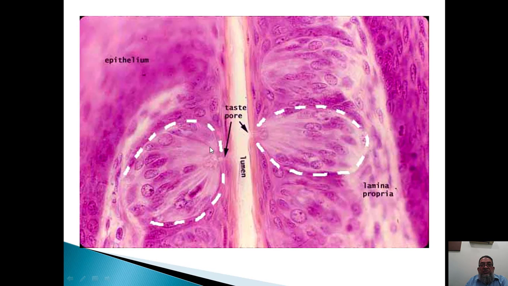This is again an H&E stain, very well defined. So look, this is the taste pore, the taste bud opening. This is the lumen of the trenches. Now basal cell, supporting cell, and these are the hair cells in between. So these hair cells are the receptor cells. This is lamina propria. Rest is the epithelium, stratified squamous non-keratinized epithelium.